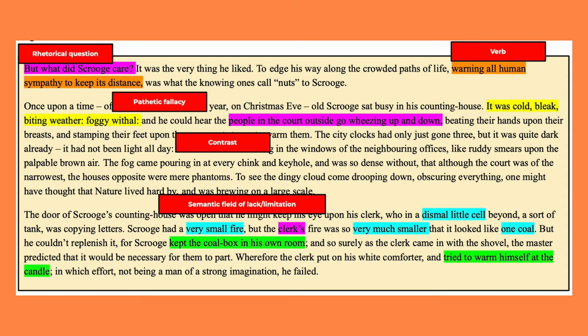The answers are now on the screen. So as you can see, there's an example of a rhetorical question, a verb, pathetic fallacy, contrast, and the semantic field of lack or limitation. So you can pause and have a look at the answers that are on the screen.